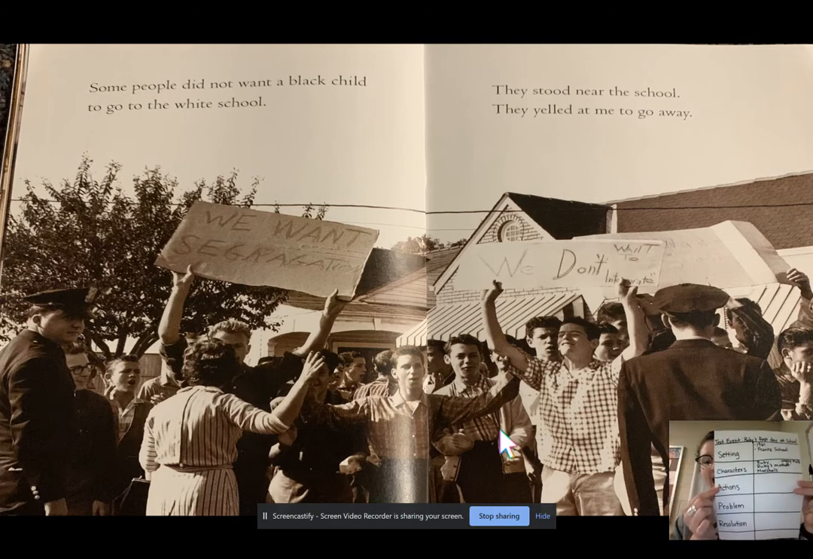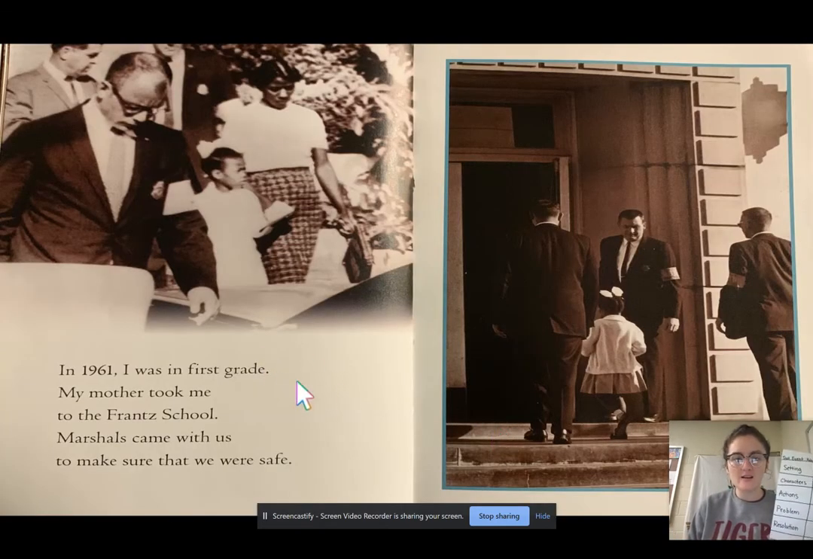What is an action that Ruby has done so far? What has she done so far? She is walking to the school. So Ruby walks into the school.